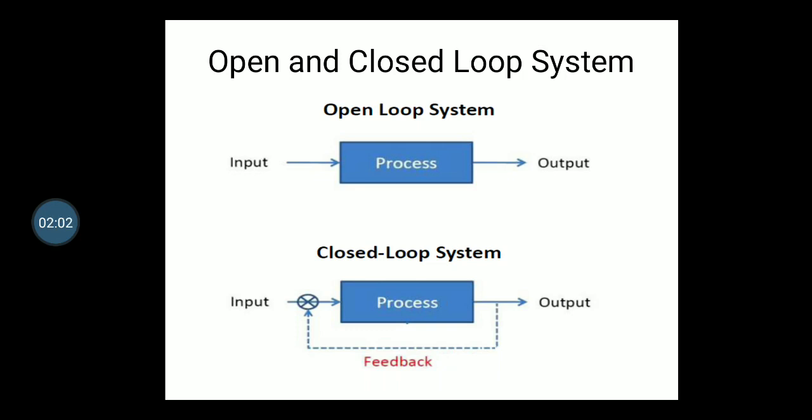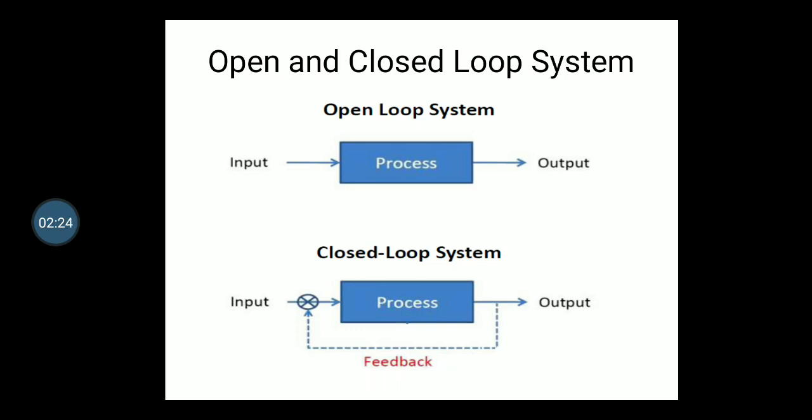But what happens in a closed loop system? In a closed loop system, we are giving input and we are getting output, and from that output we are feeding back that output signal to the input. And why are we doing so? Let's understand by one example.